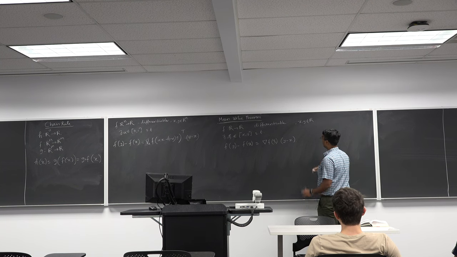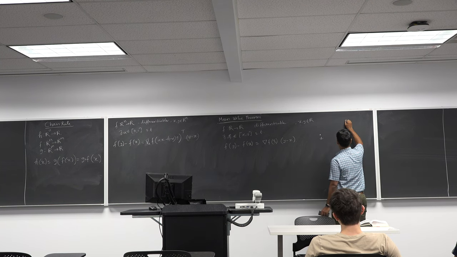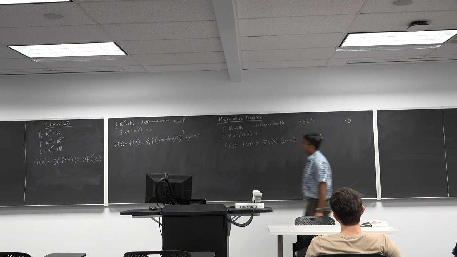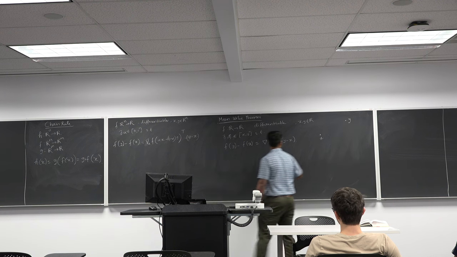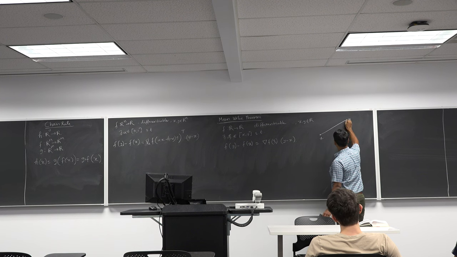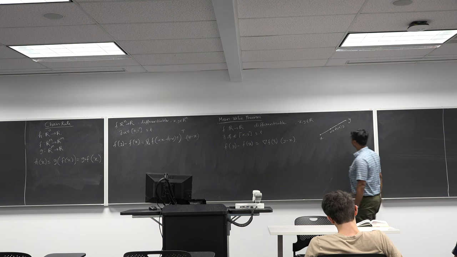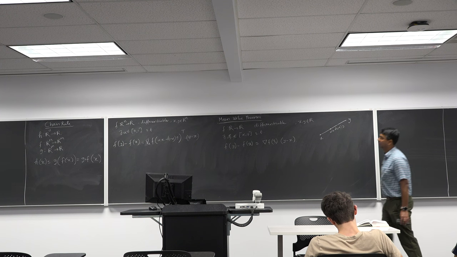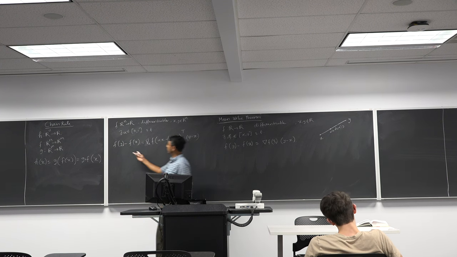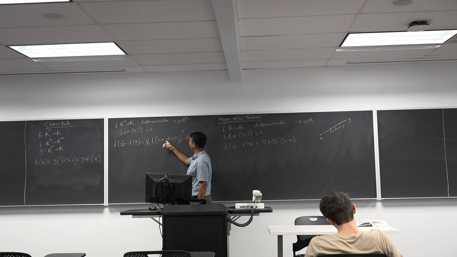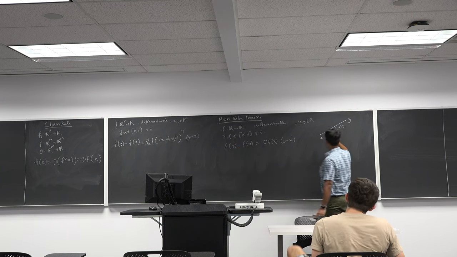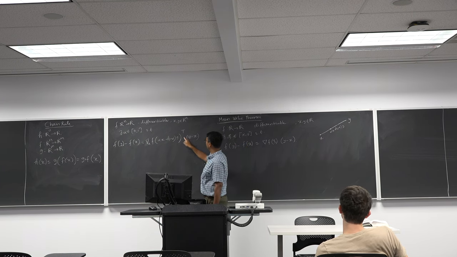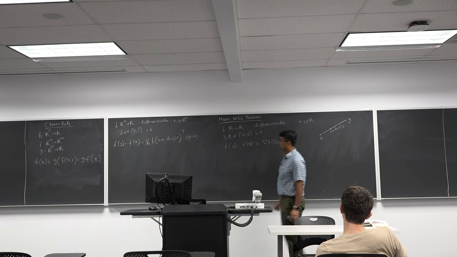Okay, so I have two points, x, y. So alpha x plus 1 minus alpha y lies somewhere along this line. And so when you take the difference between the function value at y and the function value at x, what you have is this derivative evaluated at a specific point on this line. Then you take the transpose and multiply it by the difference y minus x itself.